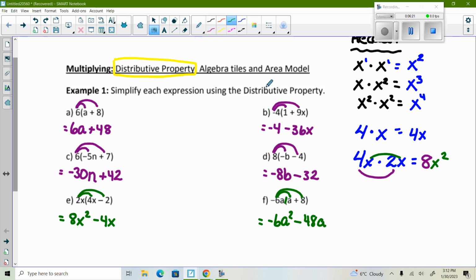Okay, that's all that's to it. So if you could understand this, you're definitely ready to go ahead and watch my next video on FOIL method, where we dive into multiplying 2 binomials together.